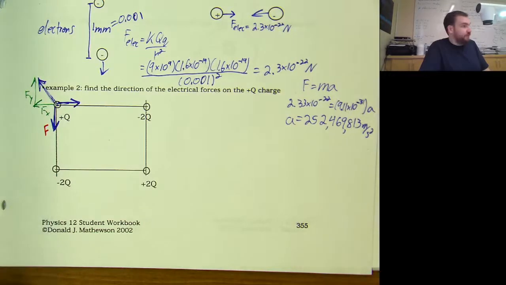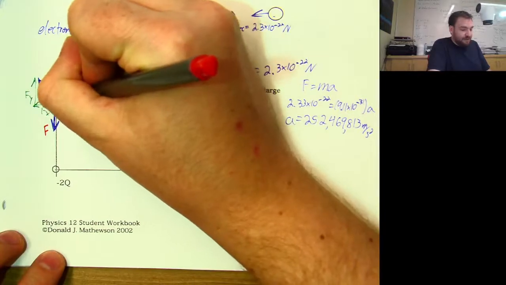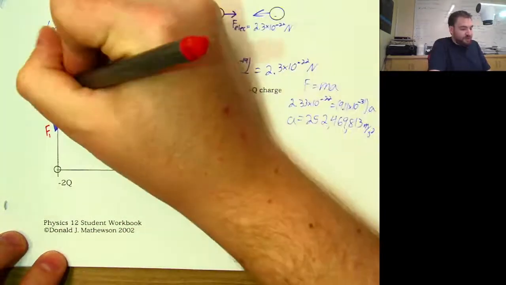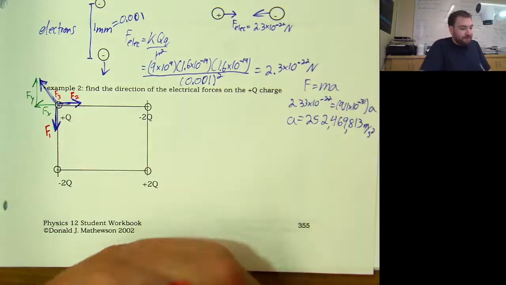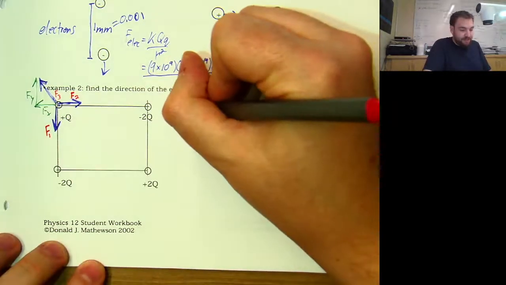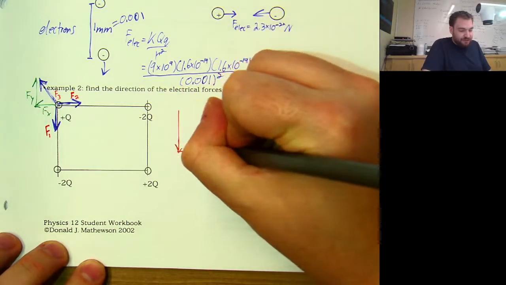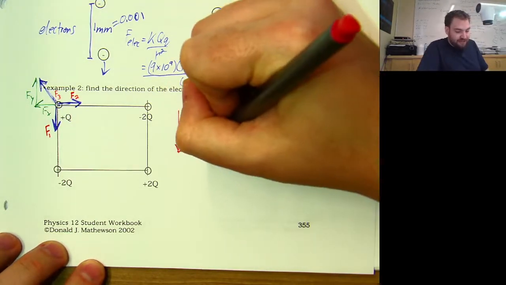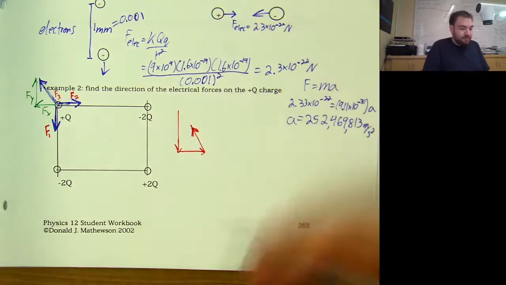Followed by which other force? What's my second biggest? Top right is going to be my second biggest. I'll call this F1, F2. Then my smallest is going to be F3. So you're going to have something that ends up looking like this: a big F1, a slightly smaller F2, and an even slightly smaller F3.